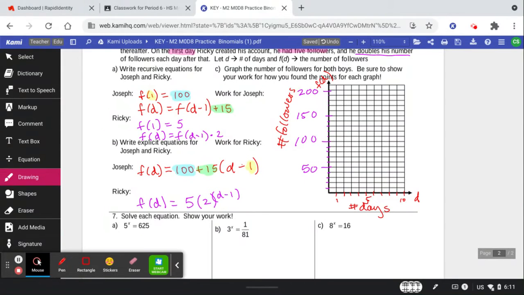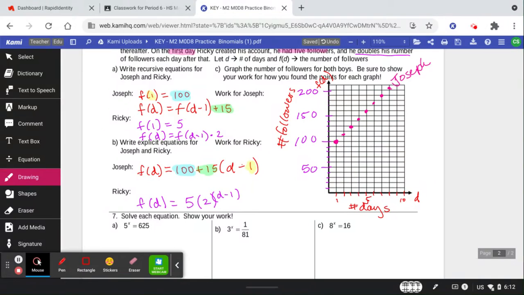On day 1, for the linear, or for the Joseph one, there were 100 followers. From there, we go up 15 over 1, up 15 over 1. I'm counting by tens, 10, 20, 30, 40, 50. So it's going to be up like a square and a half. Up a square and a half. Up a square and a half. So every other one will actually land on a corner. So that's kind of nice. There's my linear function for Joseph.